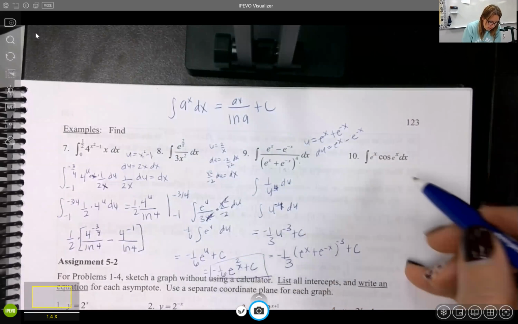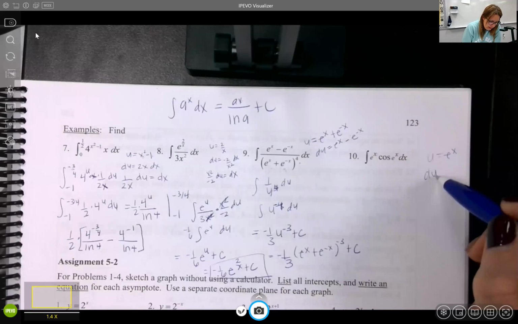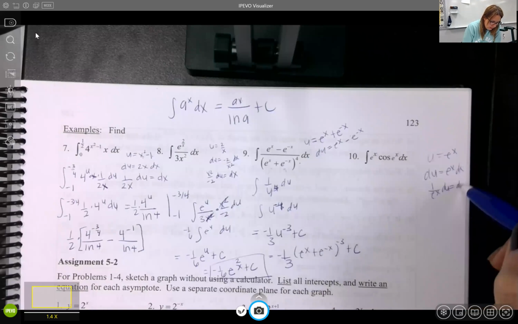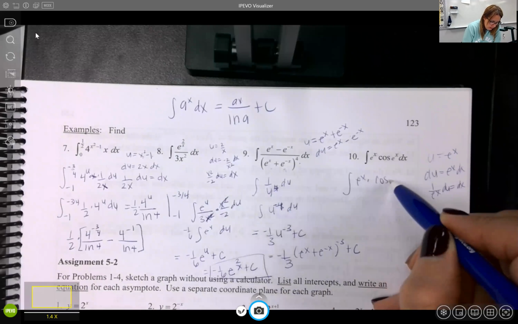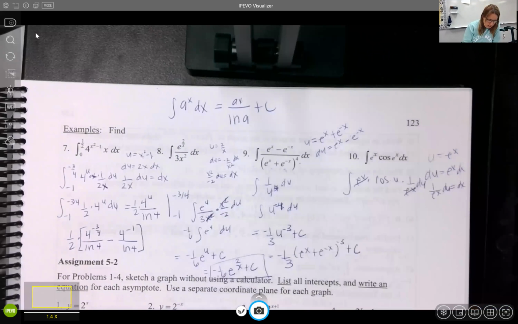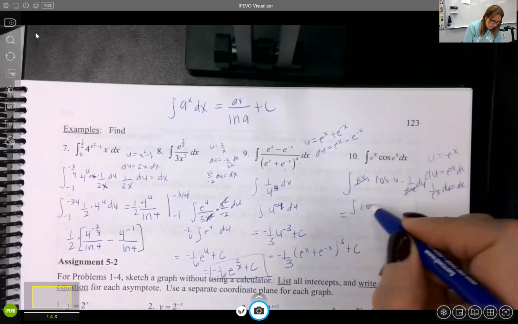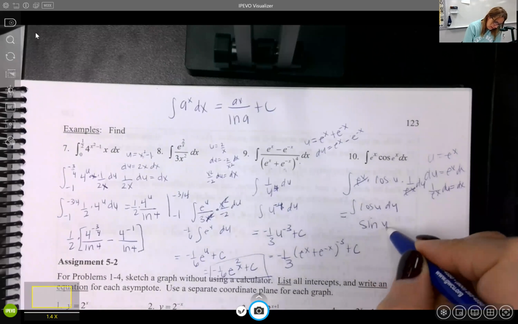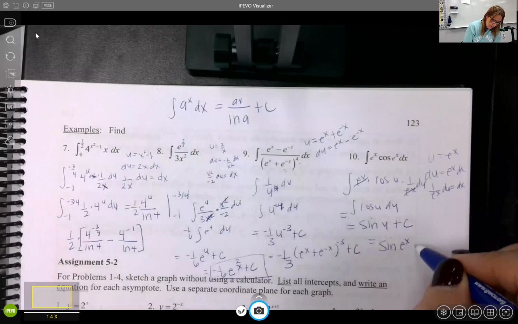Okay, our last one. If u is e to the x and du is e to the x dx, I get dx equals 1 over e to the x du. So e to the x times the cosine of u times 1 over e to the x du. E to the x cancels out, and then taking the integral of cosine, which is the sine of u plus c. So the sine of e to the x plus c.